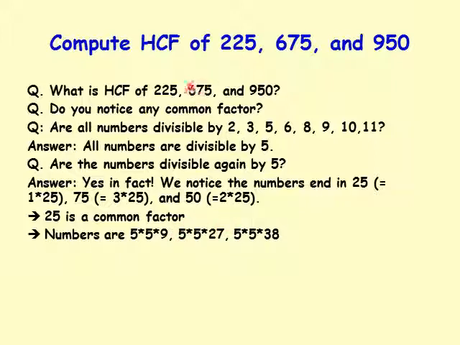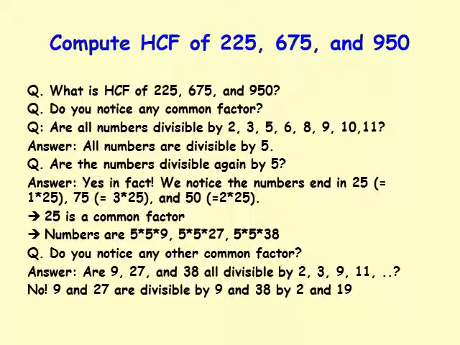675 is 25 times 27. Similarly, 950 is 25 times 38. Let's continue here. Do you notice any other common factor? 9 is divisible by 3, and 27 is divisible by 3. 9 is divisible by 9, and 27 is divisible by 9. But 38 is not divisible by either 3 or 9. It's divisible by 2 and by 19.